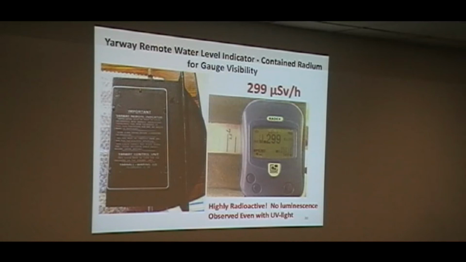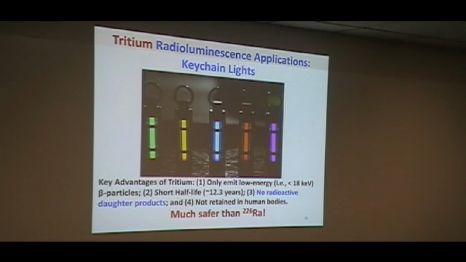Because of the radioactivity from radium, gradually there was an alternative. And the alternative were other isotopes. And the one that was chosen most often is tritium. Tritium is a beta emitter, relatively low energy, less than 18 kiloelectron volts beta particles. A fairly short half-life, so it won't last, about 12 years. And there are no radioactive daughter products.